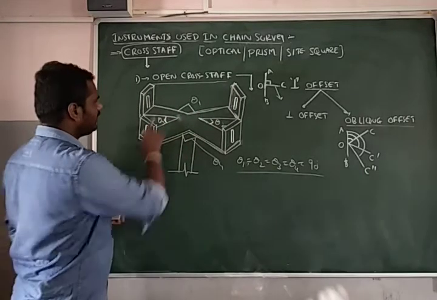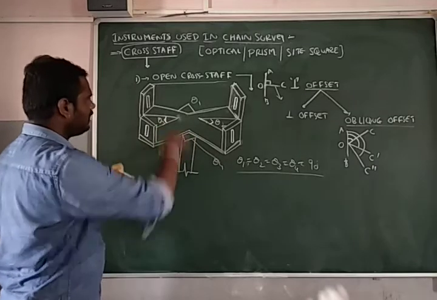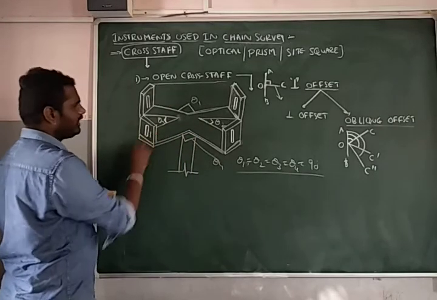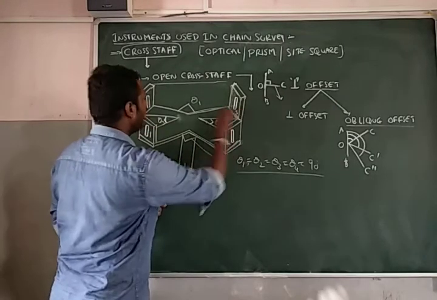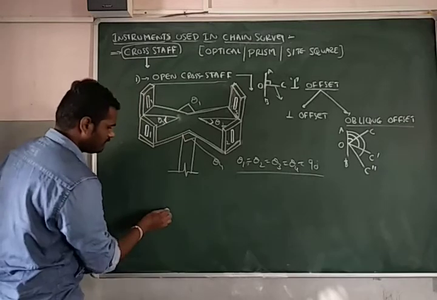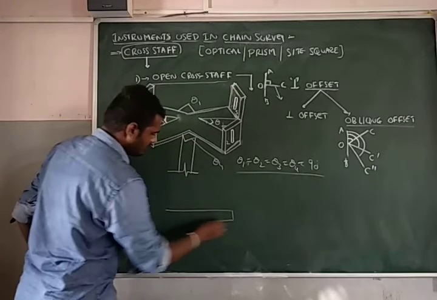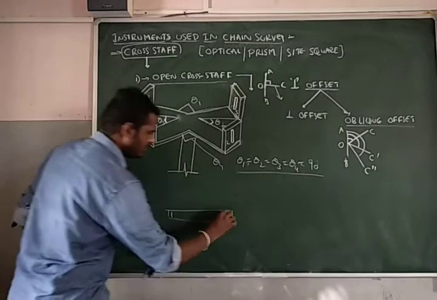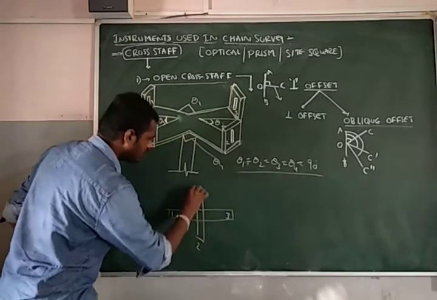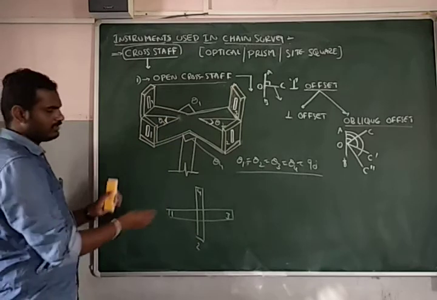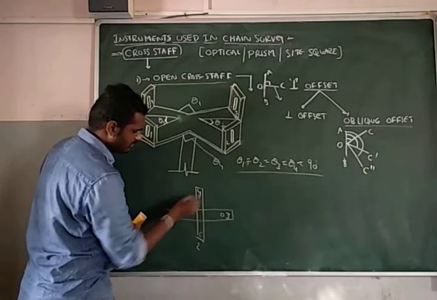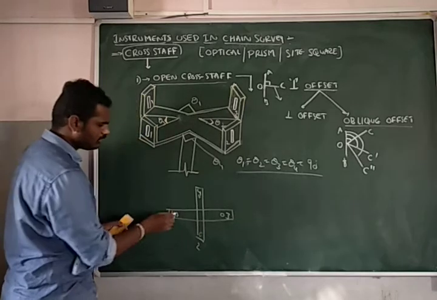Since they are perpendicular to each other, when you see it in plan, I am giving the names: first, second, third, fourth. If you see in plan, it would look like this. First and third are in the same line, and second and fourth are similarly in one line. Each and every arm has a slot. So here, here, here, there are slots.